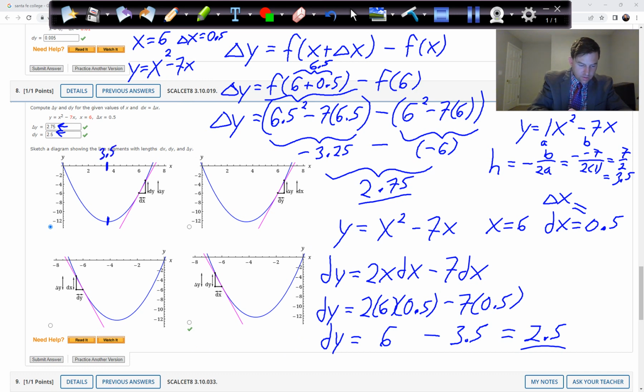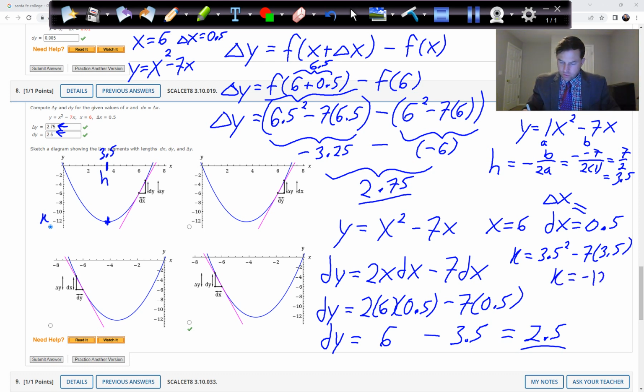To get the y value for this vertex, we call this h, we call that k. To find that, you have to plug h into the original parabola equation. So you would say k is equal to 3.5 squared minus 7 times 3.5. And if you do that, you will get negative 12.25, which looks exactly like where we have it, negative 12 and a little bit more.